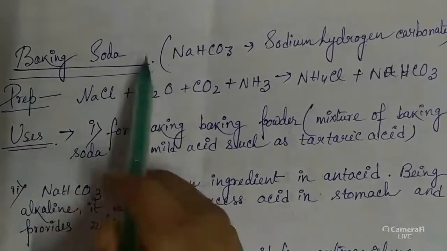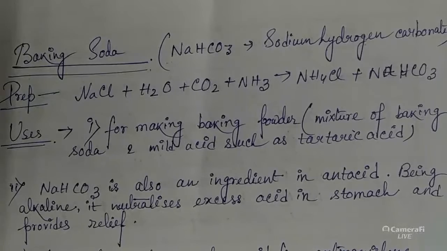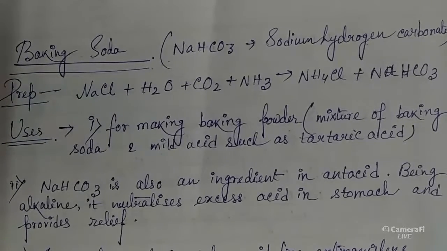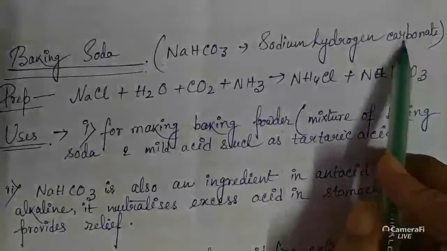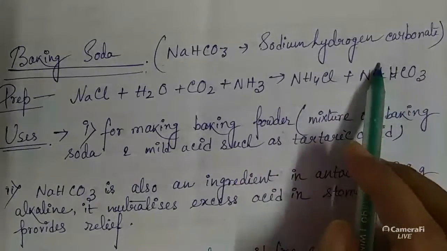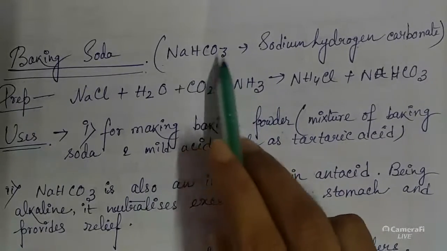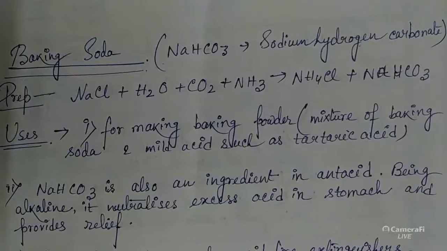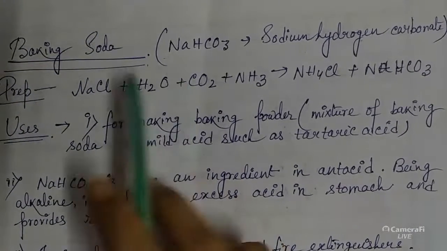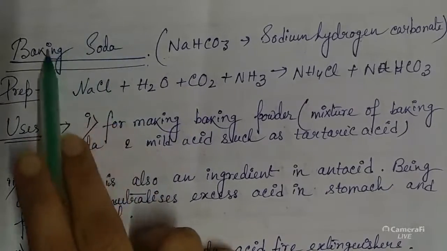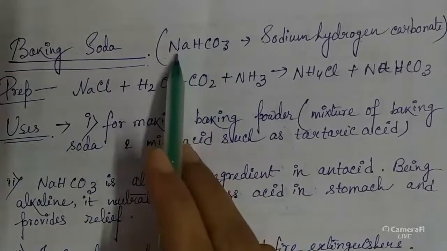Baking soda. The name baking soda, I think you already know. So for baking soda, the chemical name is sodium hydrogen carbonate, or you can say sodium bicarbonate. The formula of sodium hydrogen carbonate is NaHCO3. This is the formula of sodium bicarbonate or sodium hydrogen carbonate. This is called baking soda. Baking soda is the common name, and sodium hydrogen carbonate is the chemical name of baking soda.